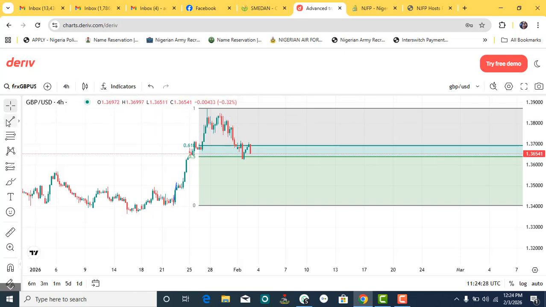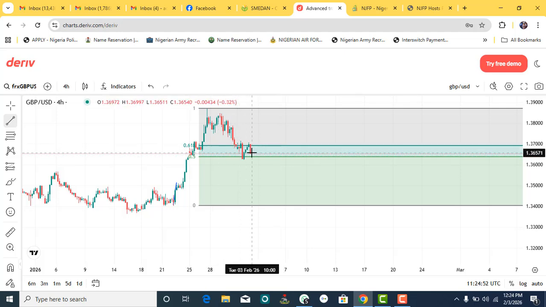Looking from the 4 hours, you could see there is a break of structure somewhere around here, and there is no reversal to this level, so we have all of this level unmitigated. But we're looking to enter around 0.05 here, around this level, so as to take profit above here.